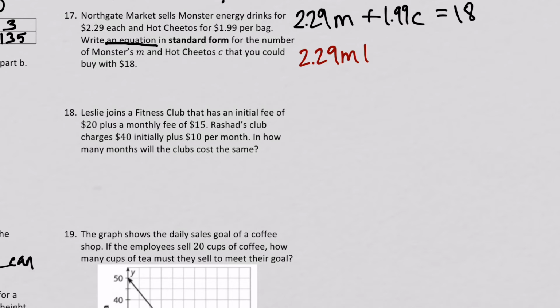229M plus 199C. And what we say in this case is that that total should be less than or equal to $18. Okay? So it depends on what the situation is. You're going to use an equation or an inequality. And both can be graphed.